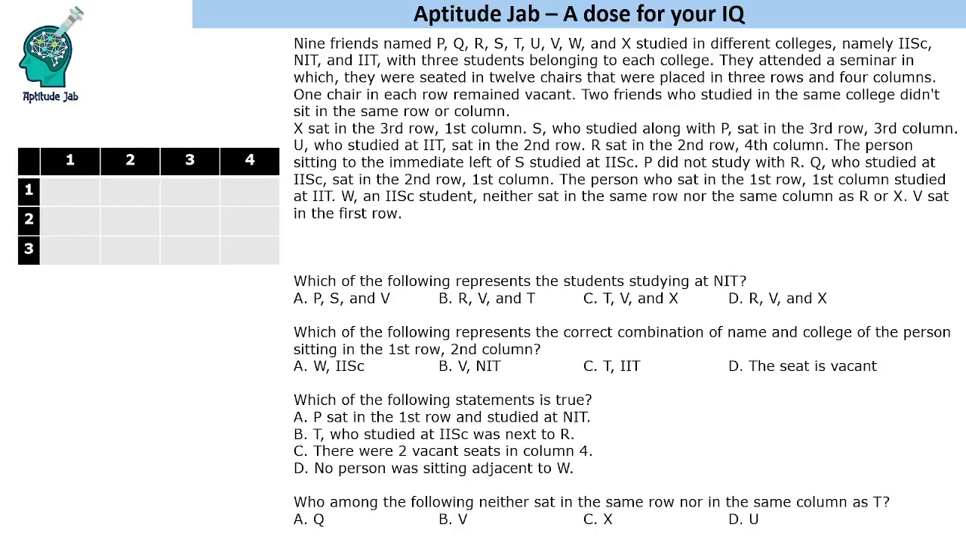This is a set based on arrangement. It says that there are 9 friends, P, Q, R and so on up to X. They studied in different colleges, IISc, NIT and IIT, with 3 students to each college. They attended a seminar in which they were seated in 12 chairs. They were placed in 3 rows and 4 columns.